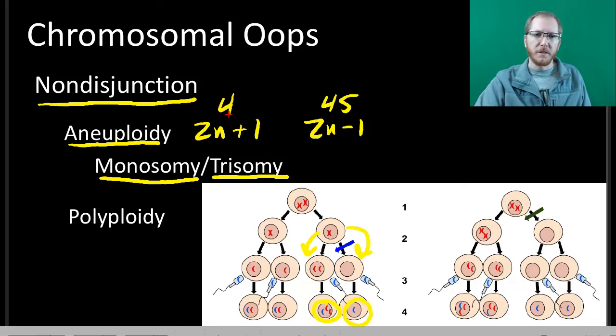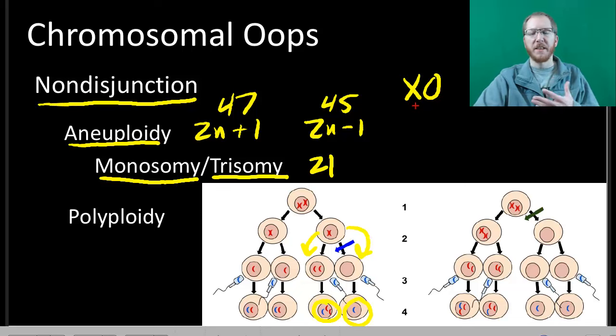So for humans, that means 47 if you have a trisomy, and an example would be Down syndrome, where you have 3 copies of chromosome 21. There are monosomies that occur, although they're a little bit rare. You do have Turner syndrome, which is often written XO, because you only have one X. You don't have anything else. So you're typically shorter, slight mental retardation, webbed neck, usually infertile.